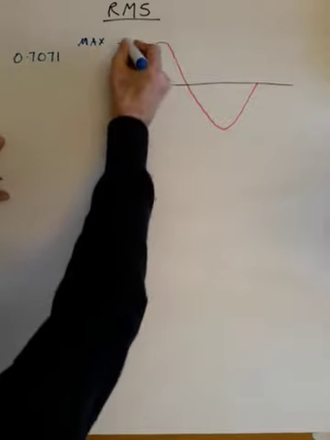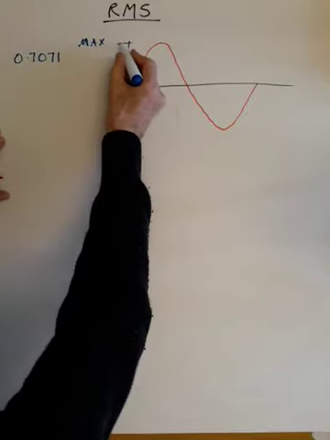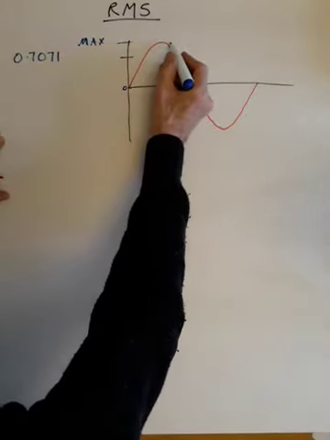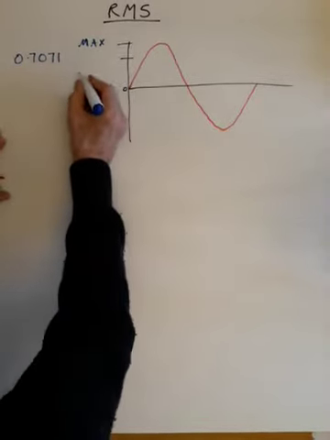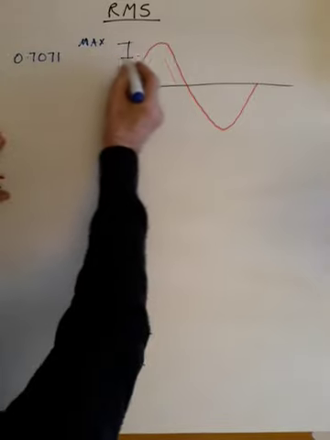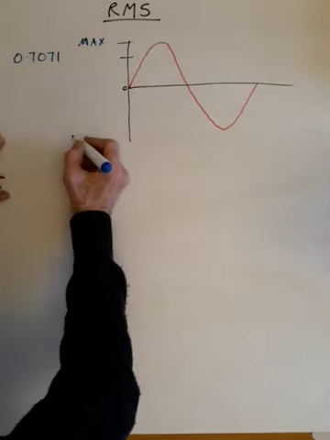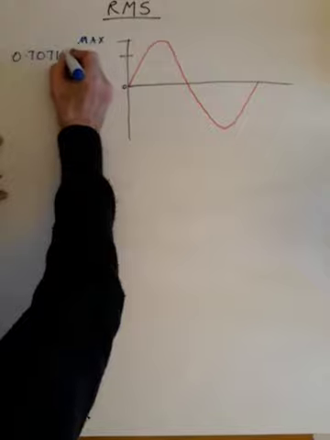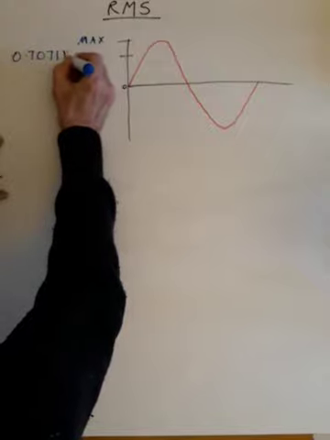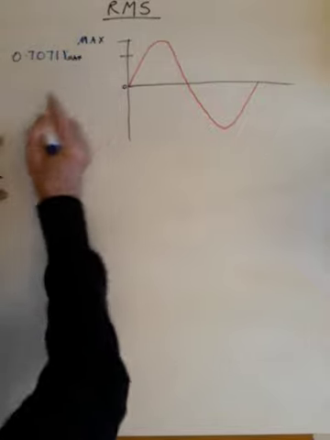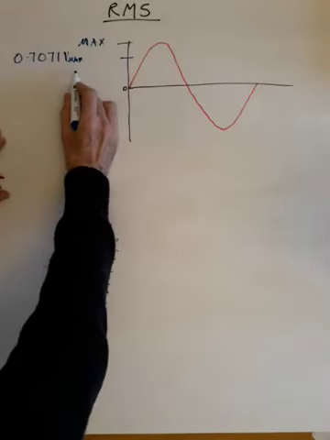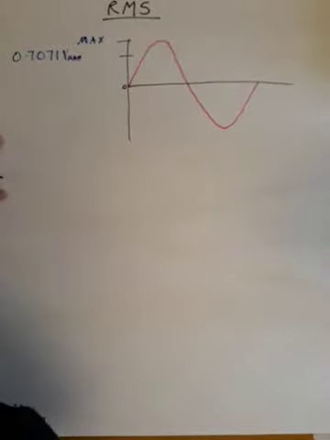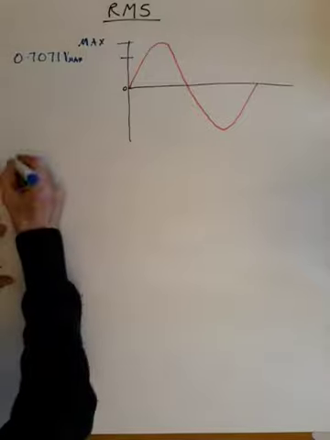0.7071 of the way up. So if we know the maximum value, we can find RMS by doing 0.7071 times the maximum voltage, or the maximum current, or the maximum power. So 0.7071 V max, or you would write 0.7071 I max or P max, whether you're dealing with voltage, current or power. So let's have a look at a couple of examples.